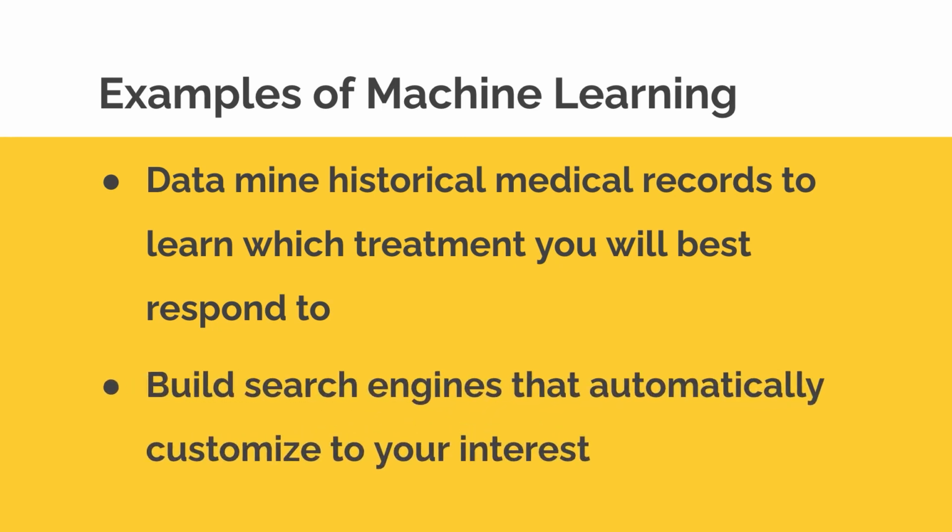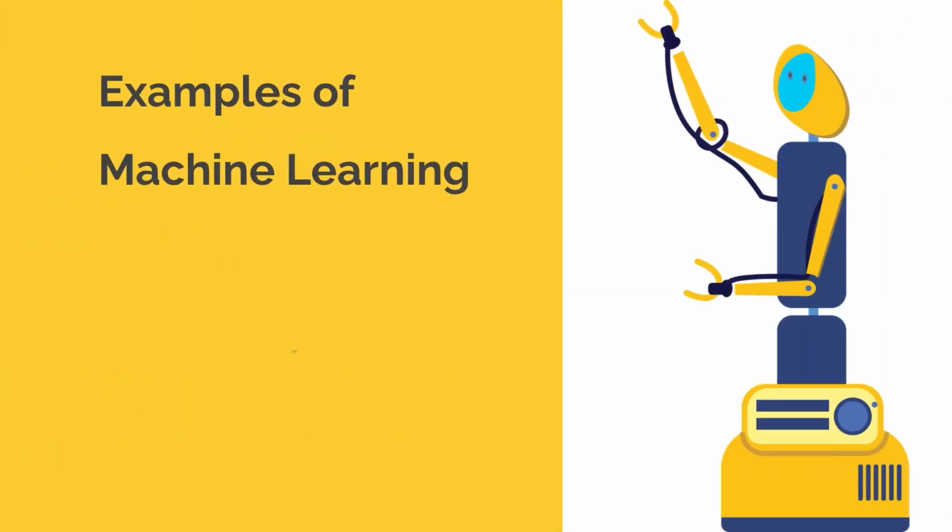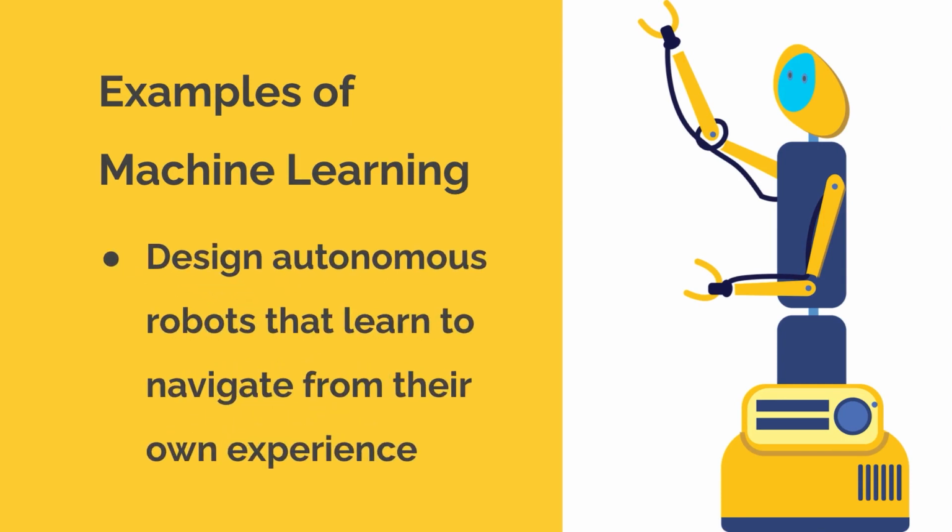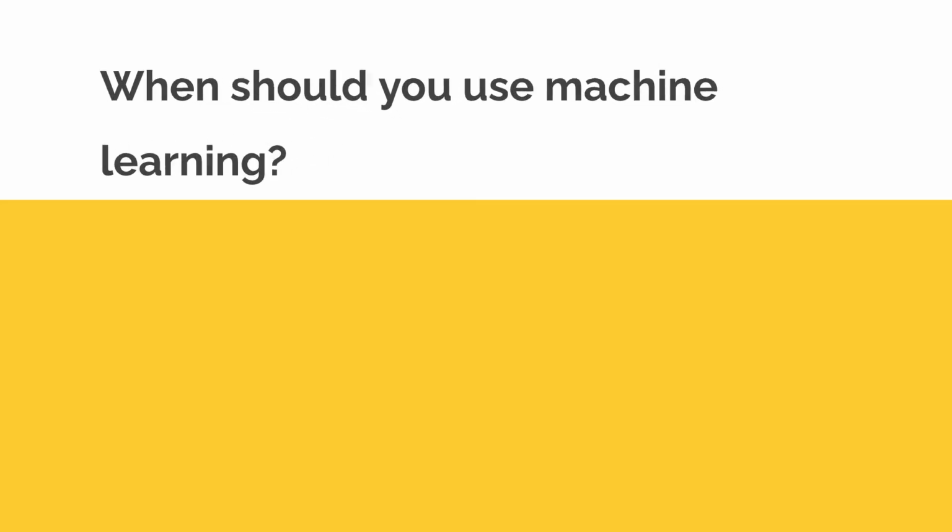Another example of machine learning in action in the real world today is machine learning can build search engines that automatically customize to your interests. So that's why you see recommendations based on what you've previously searched or even just paused during your scrolling. As well, another example is designing autonomous robots that can learn to navigate from their own experience. So designing machines that can move on their own and improve on their own without any human intervention after the algorithm has already been designed.